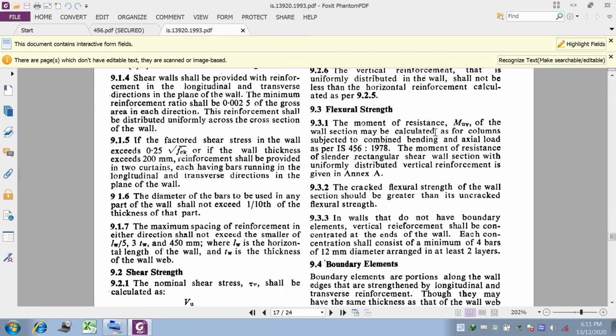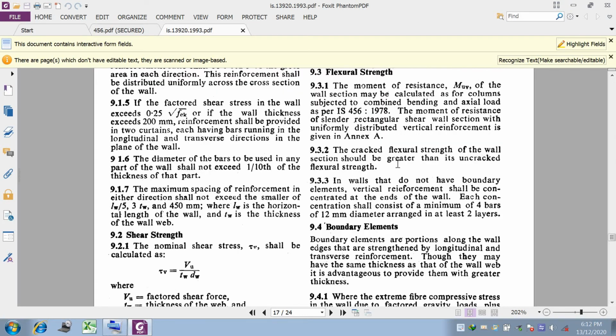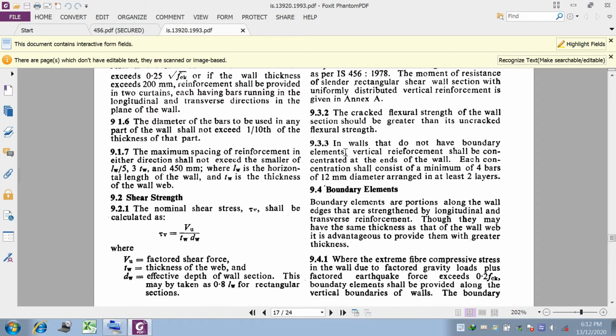Then the flexural strength. The moment resistance Muv of the wall section may be calculated as per a column subjected to combined bending and axial force. Then the moment of resistance of a slender rectangular shear wall with uniformly distributed vertical reinforcement is given in Annexure 1. So that procedure you can adopt for the design for flexure. Then the cracked flexural strength of the wall section should be greater than the uncracked section. This is a similar one.